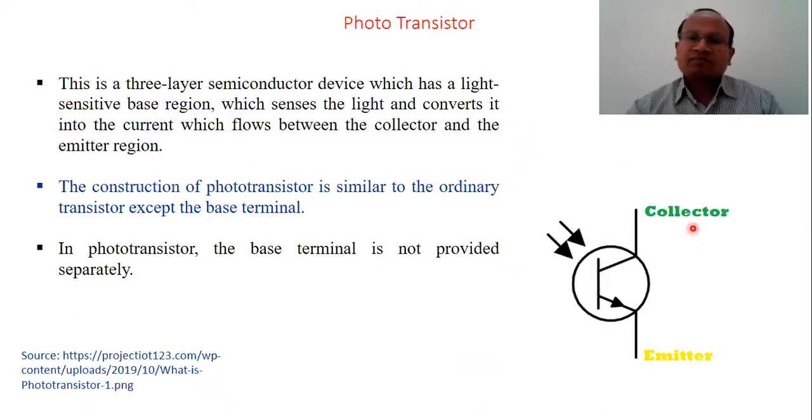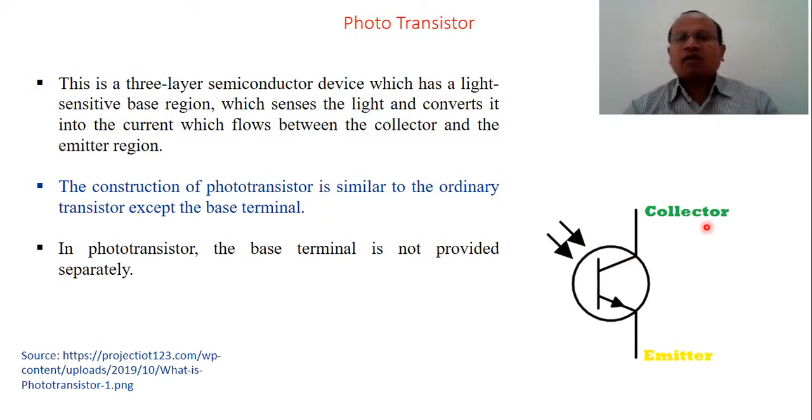This is the symbol of phototransistor. You can see here that there is no separate base terminal. There are two regions, collector, emitter. There is base region, but separate terminal is not required. Base region is the region where the light is incident. The base region is exposed to light signal, photons, and then current flows through collector emitter circuit.